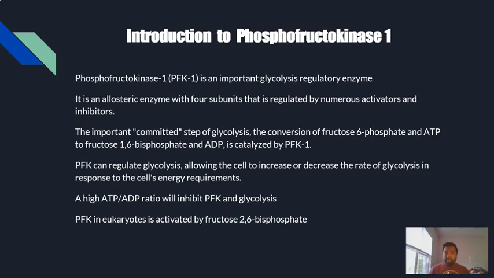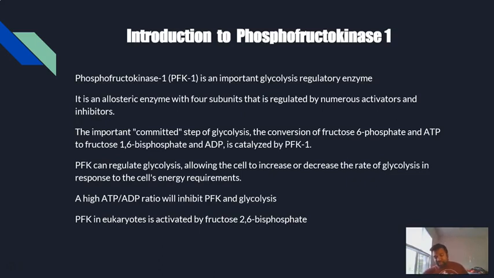Phosphofructokinase can regulate glycolysis, allowing the cell to increase or decrease the rate of glycolysis in response to the cell's energy requirement. A high ATP-to-ADP ratio will inhibit phosphofructokinase and glycolysis. Another thing is that phosphofructokinase is activated by fructose 2,6-bisphosphate.